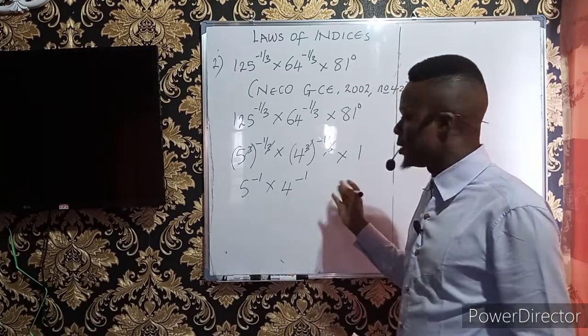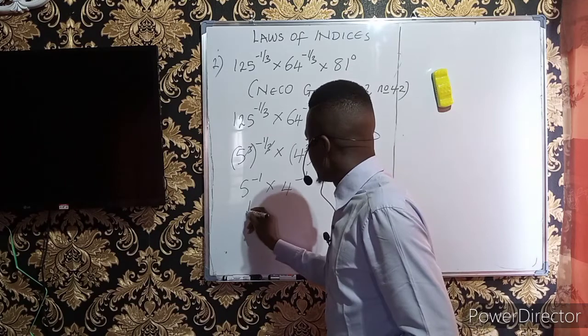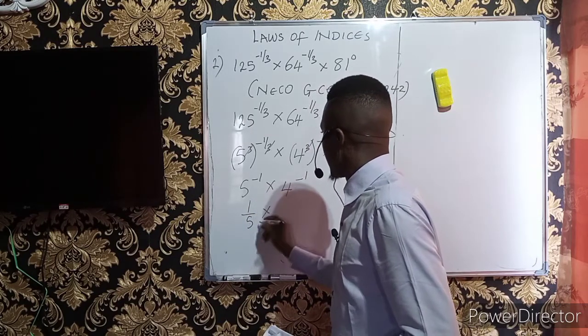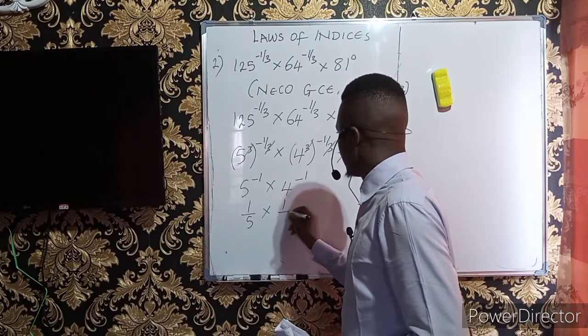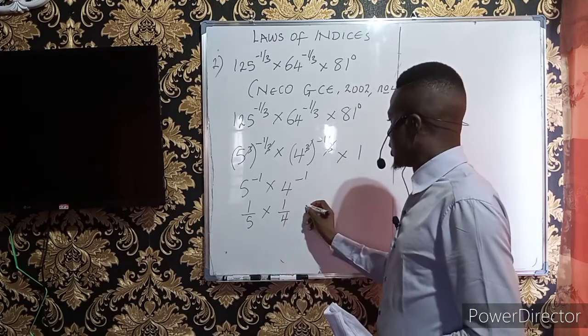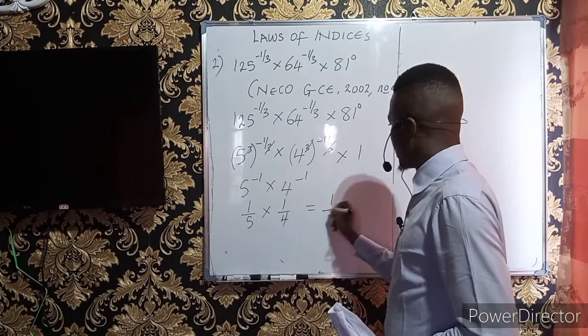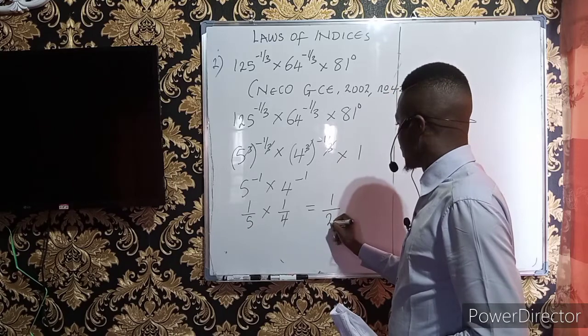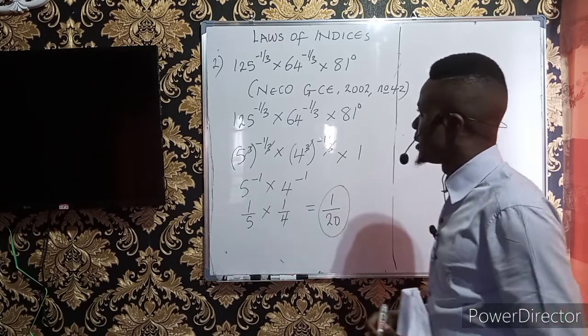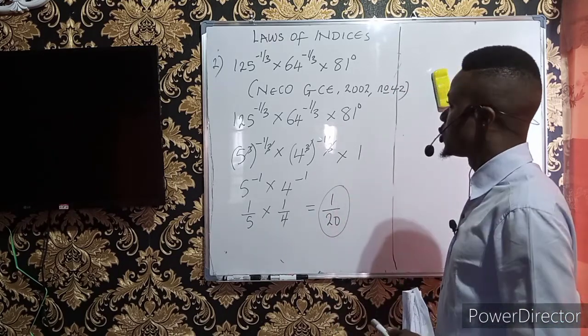Of course, 1 is nothing. Then 5 to the power of minus 1 means 1 over 5, times 4 to the power of minus 1 means 1 over 4. And 1 times 1 is 1, over 5 times 4, which gives us 20. So the answer to this particular question is just 1 over 20.